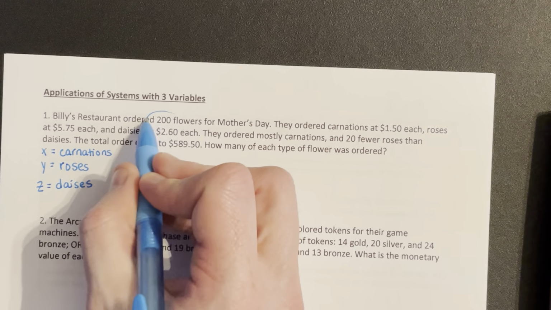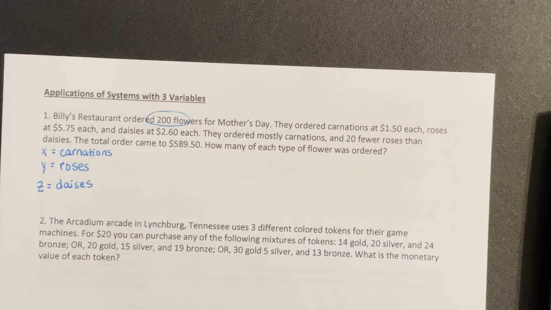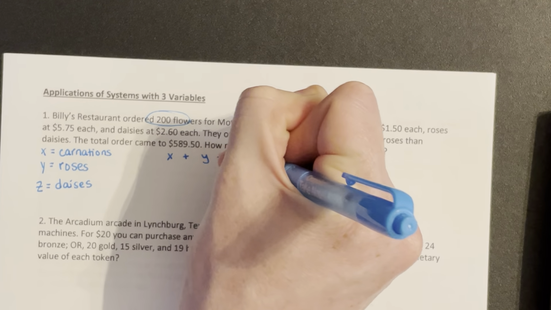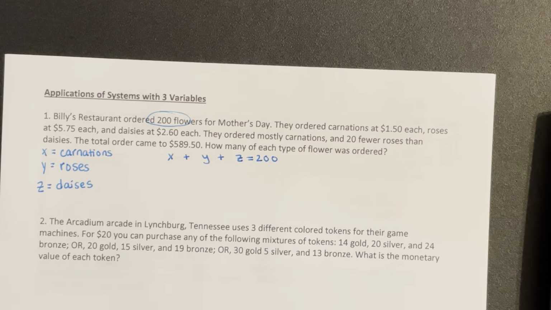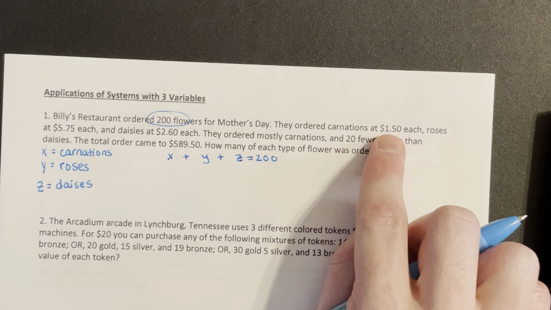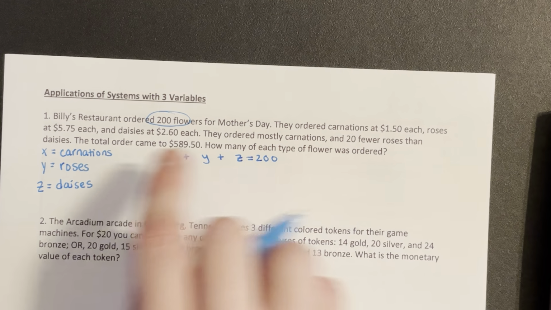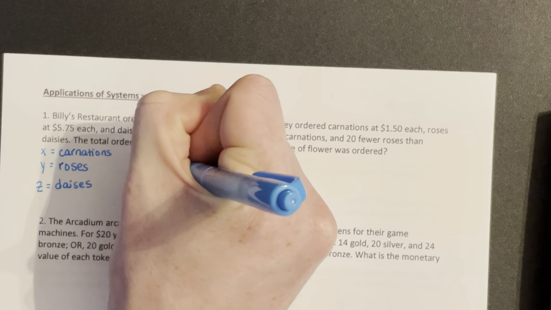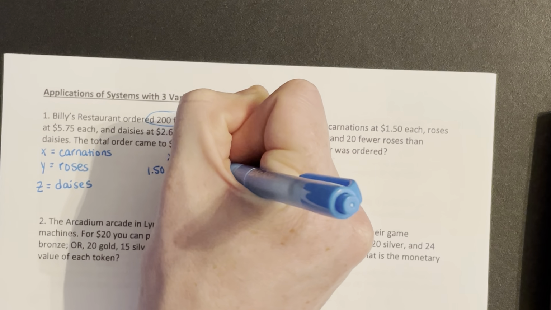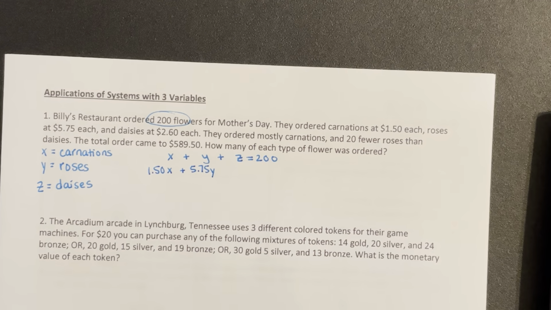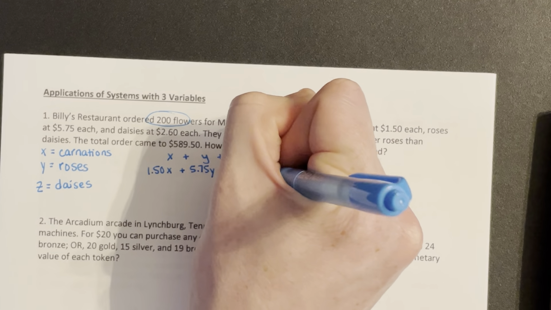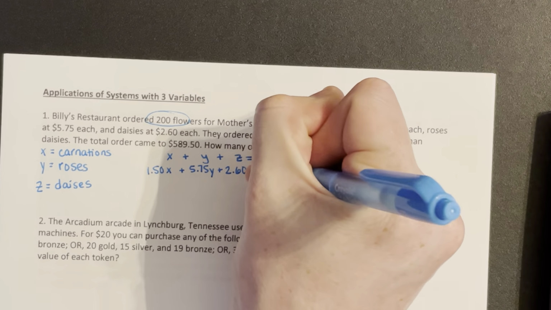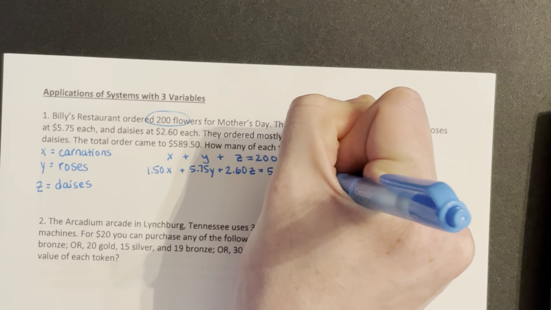One thing I know is that I have 200 flowers. So all of those put together makes 200. I can do x plus y plus z is 200. Then I have $1.50 for each carnation, $5.75 for each rose, and $2.60 for each daisy. So $1.50x plus $5.75 for each y plus $2.60 for each z equals the total amount of money that we have, which is $589.50.